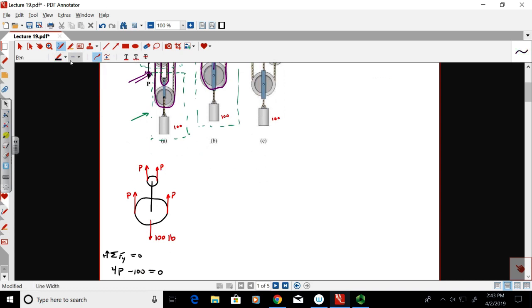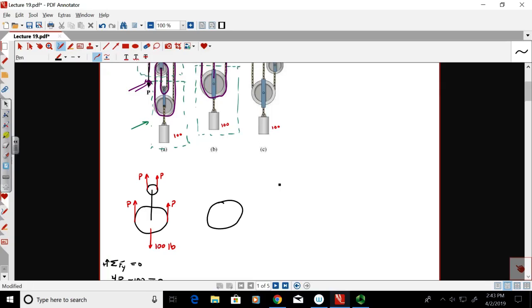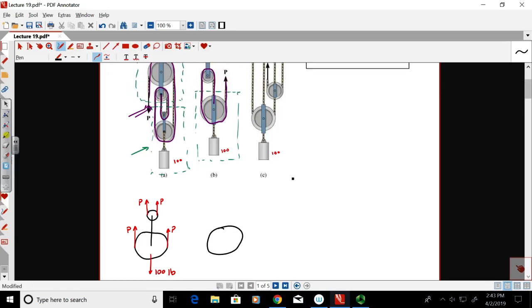And I'm going to draw a free body diagram of this. It looks like this. It's got one like that. And if you look at it, the force P is pulling up on this large pulley at the bottom on this side. It's also pulling up on the large pulley on the right side. And because it's wrapped around that other pulley, it's pulling up in the middle. Like that. And of course we have the 100-pound force there.